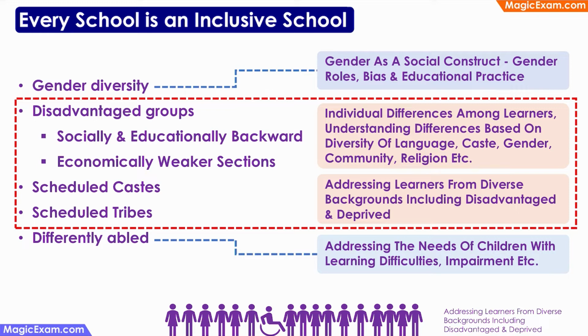You can see that gender diversity is covered under the chapter Gender as a Social Construct, and learners from disadvantaged groups, including socially and educationally backward or economically weaker sections, scheduled castes, scheduled tribes, all of these are covered under the two chapters or topics, that is individual differences among learners and addressing learners from diverse backgrounds. And we will discuss differently abled children or differently abled learners under addressing the needs of children with learning difficulties.